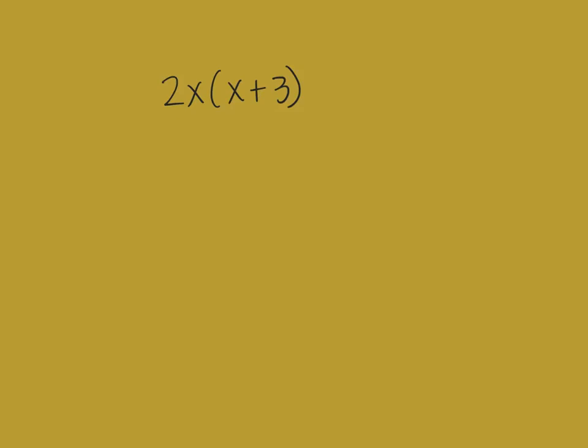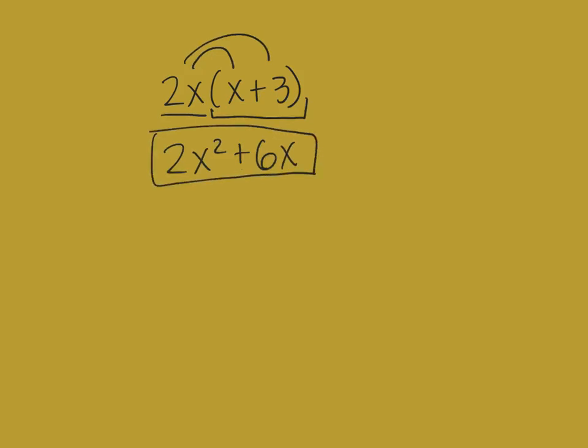So the first step is we need to think about this as the distributive property because that really is what we're doing here. We're multiplying one term on the outside by a set of parentheses. So this 2x needs to be multiplied by everything inside the parentheses. So we're multiplying 2x times x and 2x times 3. So 2x times x, that would get us 2x squared. 2x times positive 3 would get us a positive 6x. So there's just a quick review of monomial times polynomial.